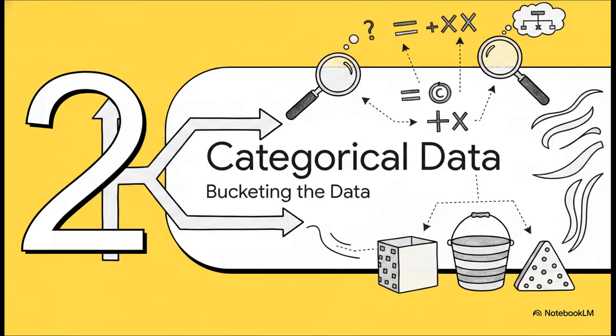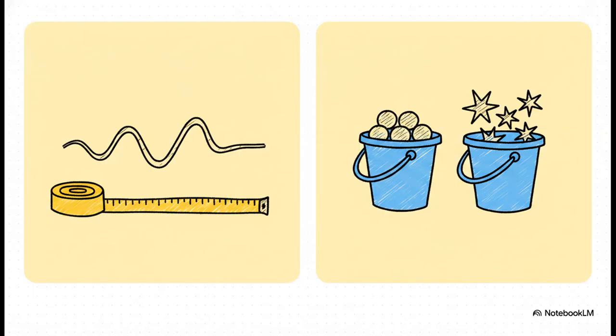Moving right along to step 2. Defining categorical data. This is where investigators hit their first major fork in the road. They have to correctly identify their data type, because this decision dictates every mathematical test they're allowed to use moving forward. There is a sharp fundamental contrast between continuous data and categorical data.